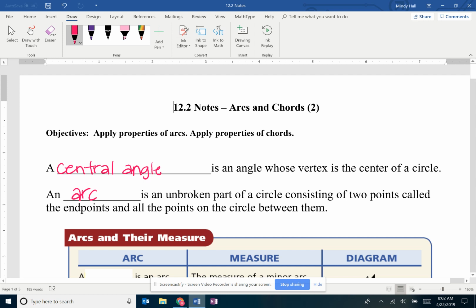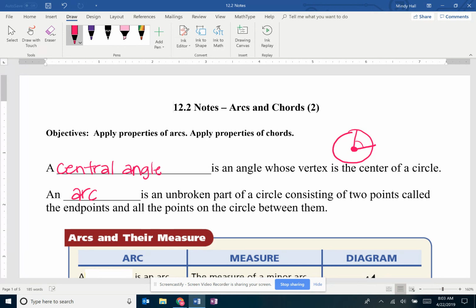So in this video, we are going to talk about the properties of arcs and the properties of chords and applying them. So the first blank is that a central angle is an angle whose vertex is in the center of a circle. So if we were to draw a picture, a central angle would just be something that goes to that center piece and makes an angle. So it'd be like that little angle right there.